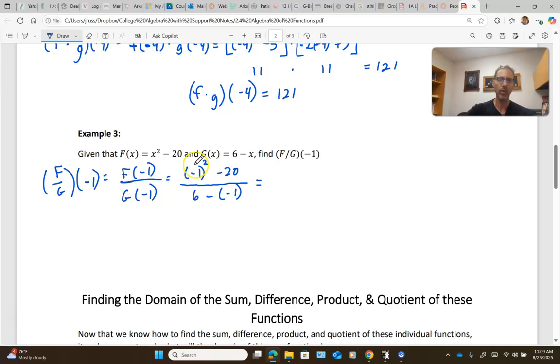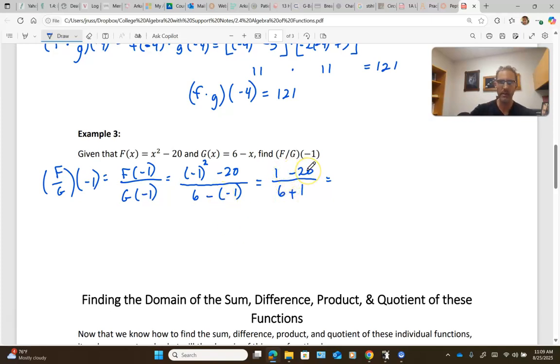Well, negative 1 squared is 1. Negative 1 times negative 1 is 1, minus 20, okay, over. Now, there's only one operation down here in the denominator, 6 minus negative 1. You guys remember that subtracting a negative is the same as adding a positive, so that's the same as 6 plus 1. I'll go ahead and write that.